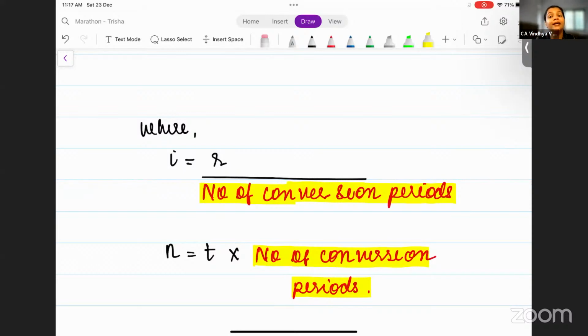Now, if compounding is done quarterly, what is quarterly? Once in every 3 months. So how many quarters are there in a year? There are 4 quarters. So number of conversion periods is 4. If compounding is done monthly, then every month, so number of conversion periods is 12. If compounding is done weekly, then 52. If compounding is done daily, then 365. So what are conversion periods? Conversion periods is nothing but the number of times interest is added to the principal every year. Okay, is this clear?